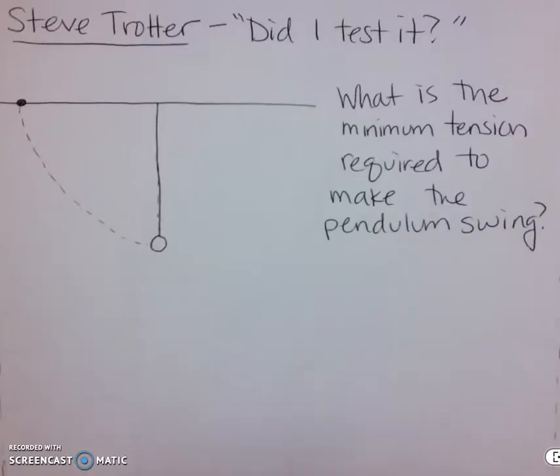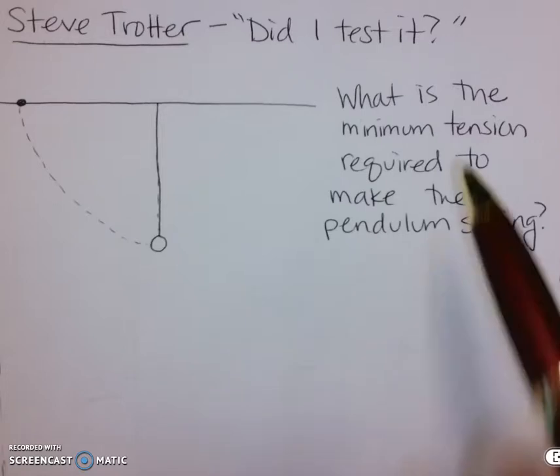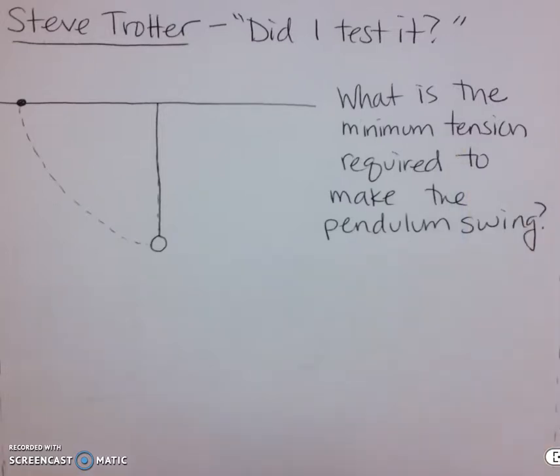And so this is how Steve Trotter technically could have tested his idea and made it safe so that he and his, not one, not two, not three, but 5 friends could have successfully made the pendulum swing. And Steve Trotter could have done it this way. What is the minimum tension required so that the pendulum swing safely makes it all the way around?